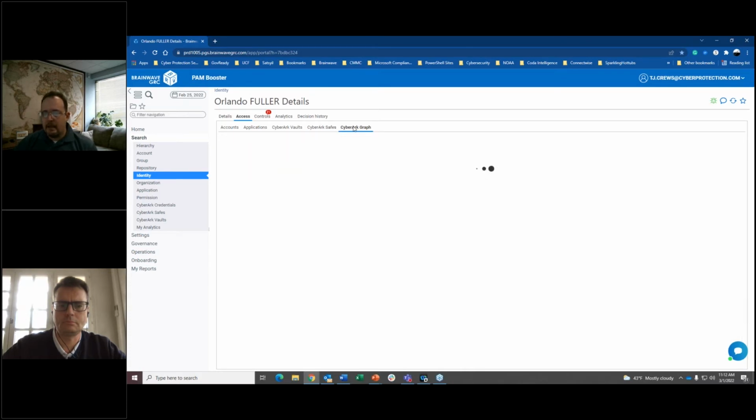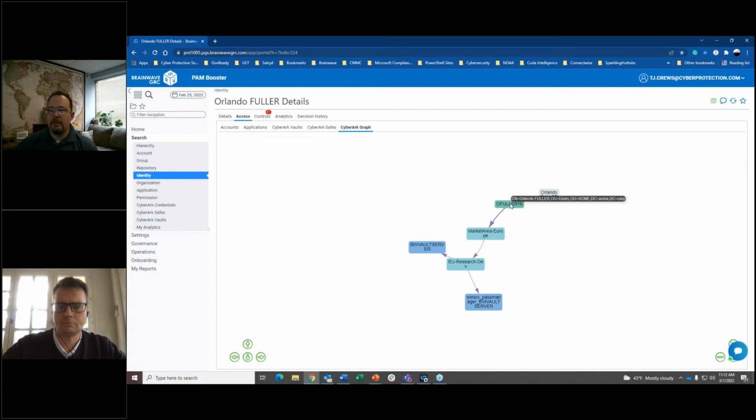But it even has a user interface that gives a graph to show exactly how Mr. Fuller came across these rights. So here's the person's name. The ID is an ID linked to human resources. It then connects through Active Directory. So this is an LDAP pull for his user profile within Active Directory. And it looks like he's part of the market area Europe group. And that was most likely a group for those salespeople to either be a distribution or a security group within Active Directory. And then that market area Europe group was then put into the EU research development group.